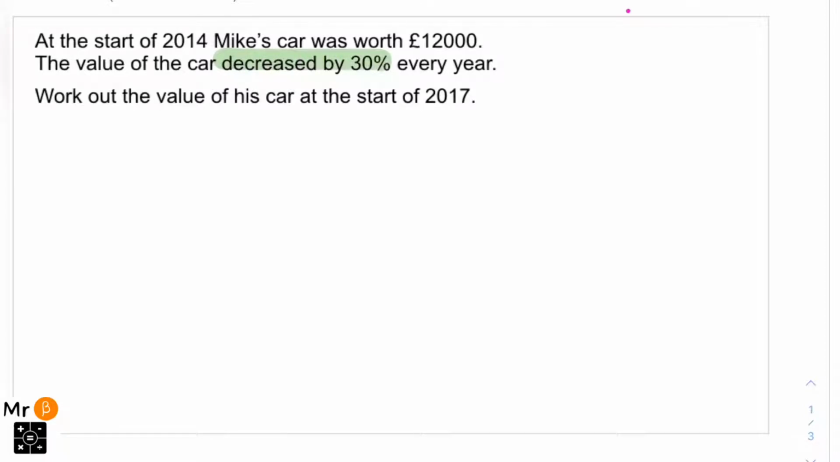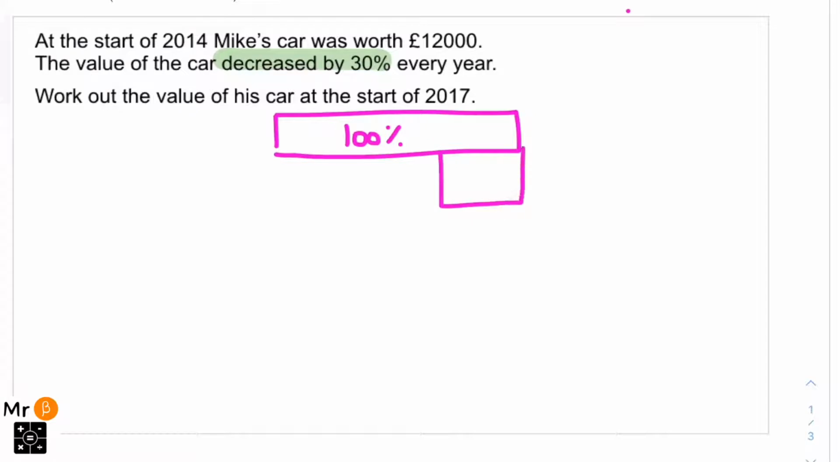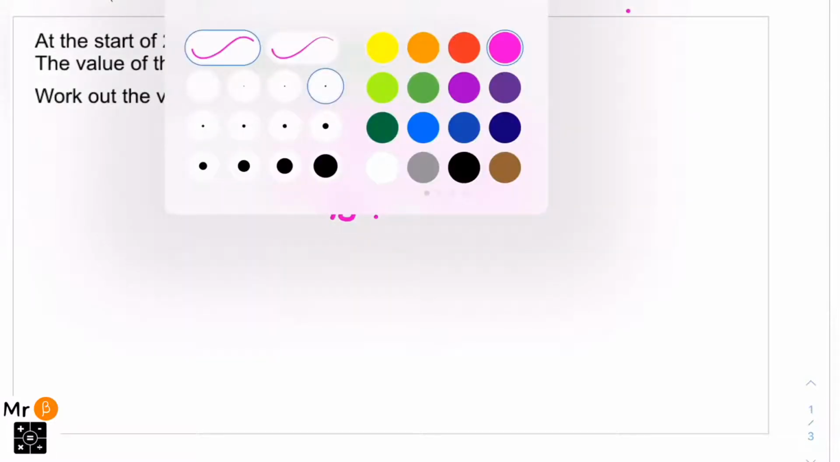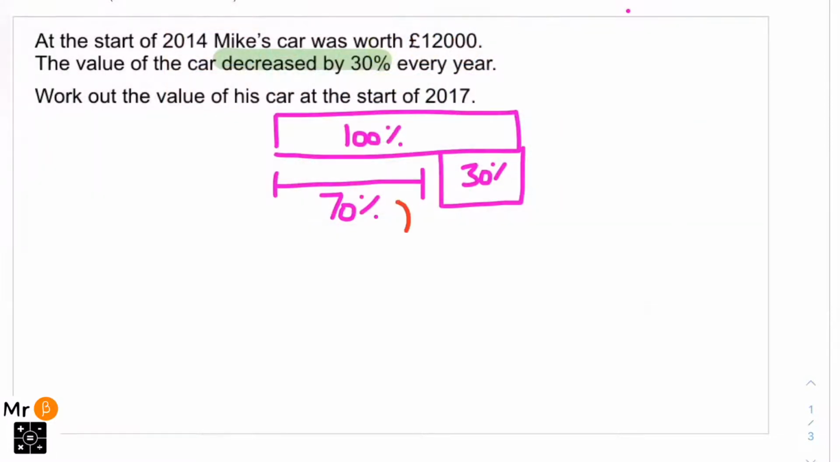So question 2 is very similar, however you'll notice that the question has changed slightly and it's now telling you that you're decreasing by 30% each year. So again we start off with the same picture, our original amount, our 100%, but this time we're actually taking off 30% every year. So that's why we've drawn into our bar, because we're decreasing and not increasing. That leaves us with 70% left.